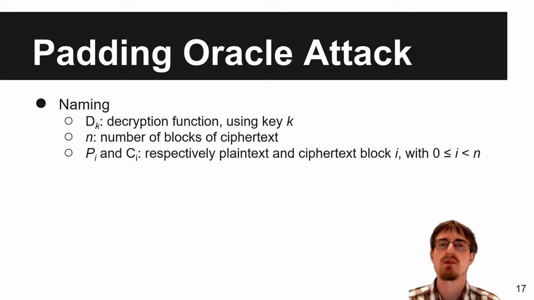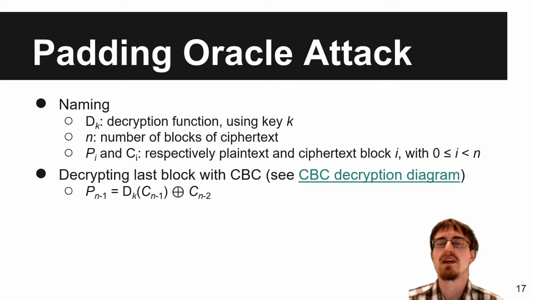To show how the attack works, I will use the following notation. D_K means to decrypt a block using the key K. N will refer to the number of blocks of ciphertext. P_I and C_I, respectively, refer to the plaintext and the ciphertext block with an index I.